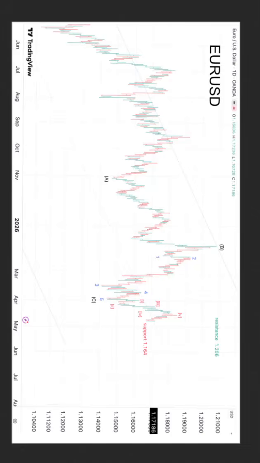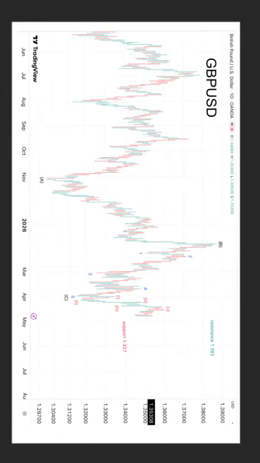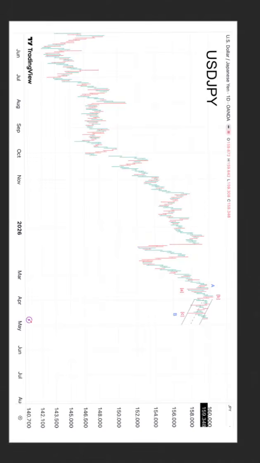First one being the euro dollar. As we can see, support has been hit and resistance up to 1.206. Same thing here with the pound dollar. Support levels are within reach and a resistance close to a yearly high. Let's talk about the dollar yen. Same situation here. The dollar yen is in a diagonal pattern which looks to be breached via the top trend line.